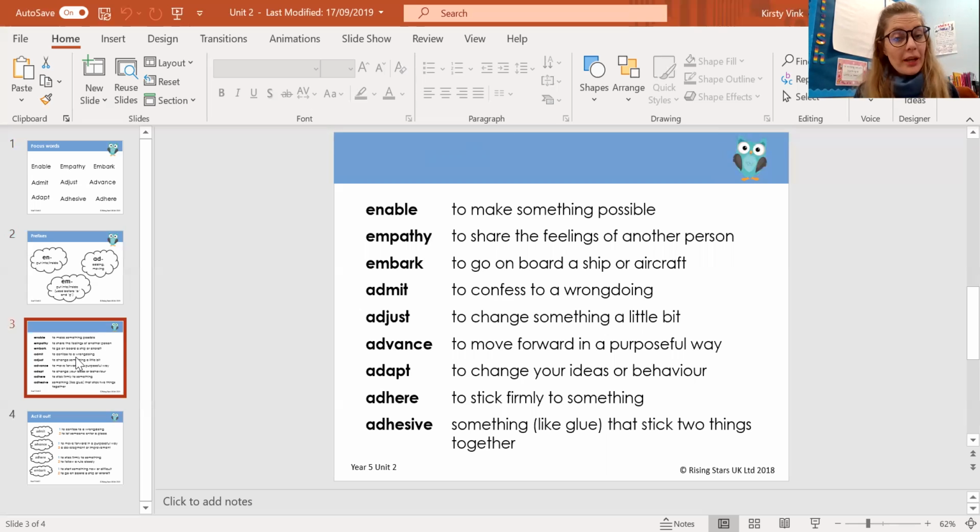Adapt, you've all heard of that word adapt, simply means to change your behavior or your ideas. Okay, so if you're adaptable, it means you're somebody who's able to change to situations quite quickly. If you adhere to something, it means you stick firmly to something, okay? That you're not going to change your mind, you adhere to it, you're agreeing with it. And the last word we're going to look at is adhesive, and that is like glue, okay? And it often means that you can stick things together. So those are your 9 words today, all right?